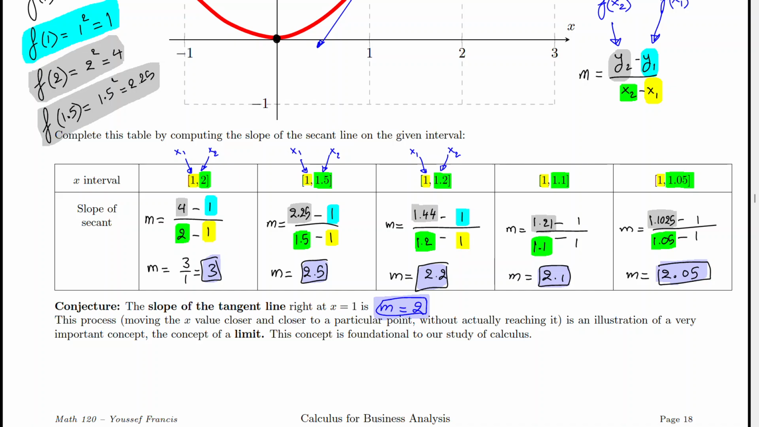So the process of moving the x value closer and closer to a point without actually reaching the point, so obviously I cannot put 1 and 1 on the denominator of this fraction, I always have to choose a different value on the second coordinate. I can't pick 1 and 1 because my denominator would become 1 minus 1, which is 0, and you can't divide by 0. But the process of doing this over and over again is basically what we call in math the limit. And this is going to be one of the foundational concepts in our study of calculus.